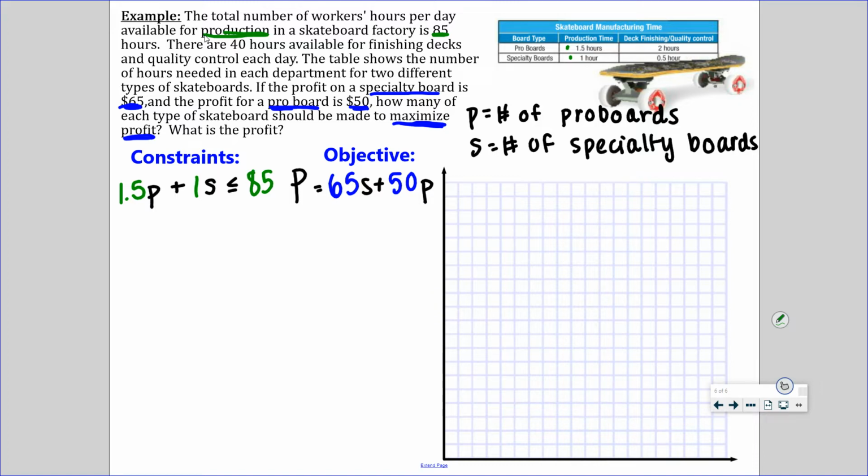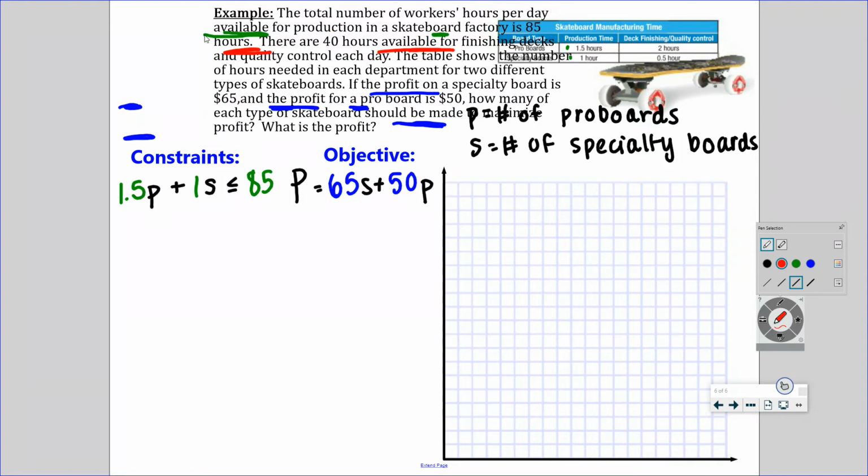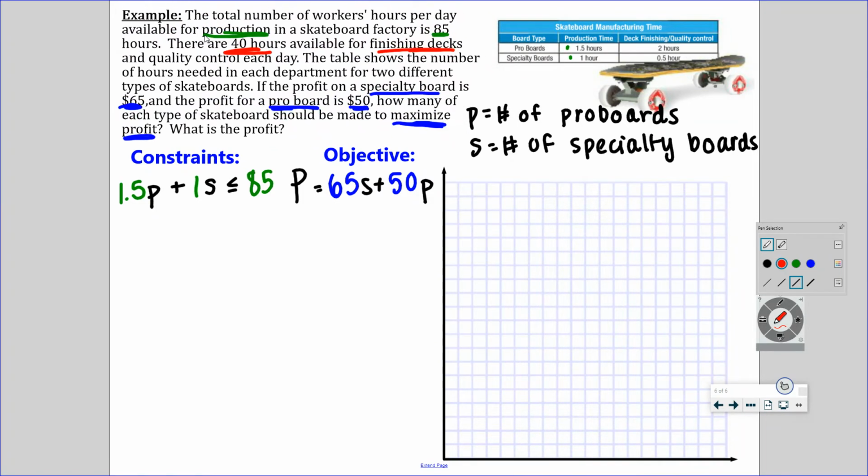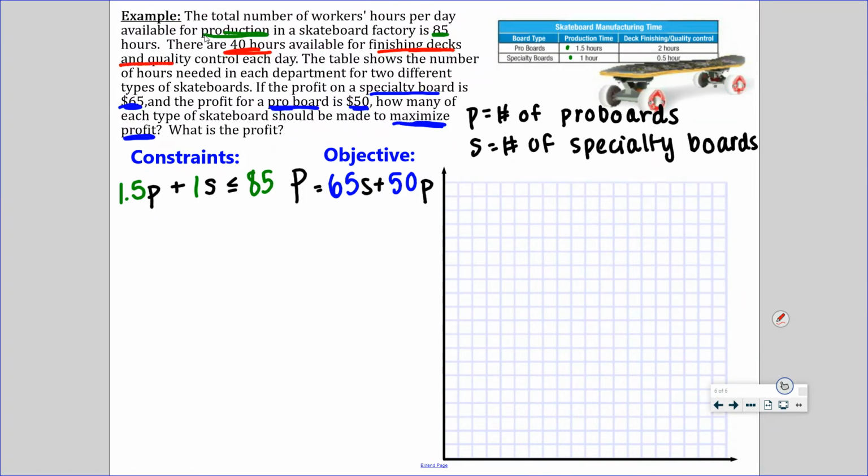All right, then my next piece here, again, I'm going back and looking for numbers. Now I see that we only have 40 hours for the finishing deck and quality control each day. So I come over here and, oh man, well, it takes us 2 hours for every pro board. And it takes us a half hour for every specialty board. So similar to the last one, we only have 40 hours.